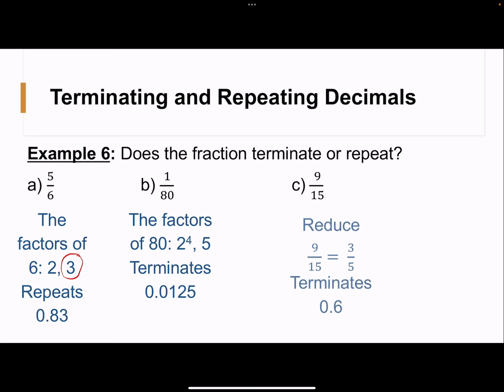9/15, if we look at our denominator, what I did first of all, though, is I went ahead and reduced that. I noticed that I could divide both the numerator and denominator by 3, so I got 3/5. And then I have a factor of only 2 or a 5. As a matter of fact, I only have a 5. So this tells me that 3/5 will terminate. And if you divide it out, it actually does, and it turns into the decimal 0.6.